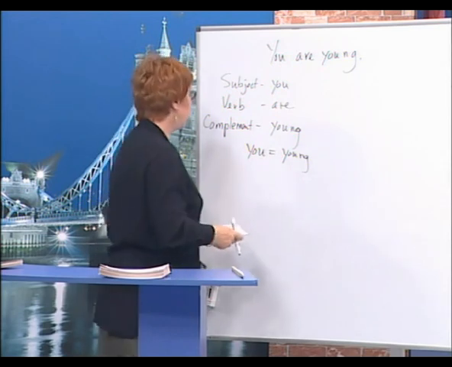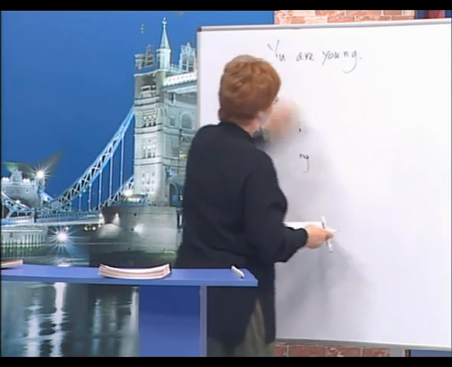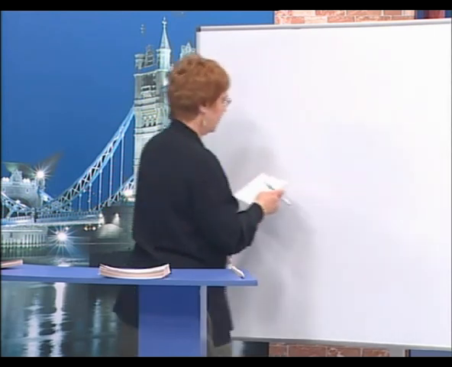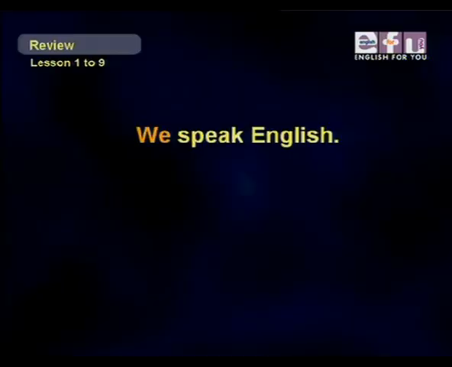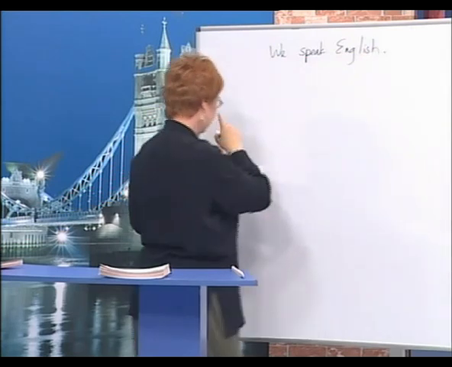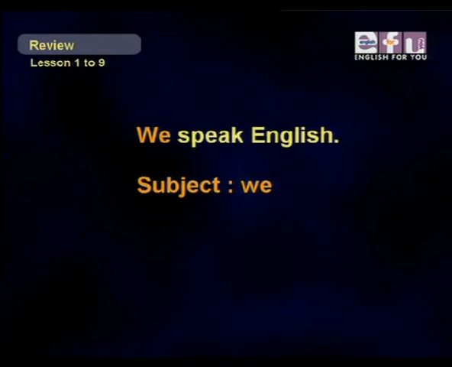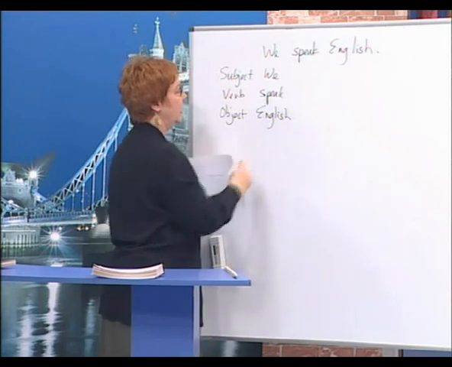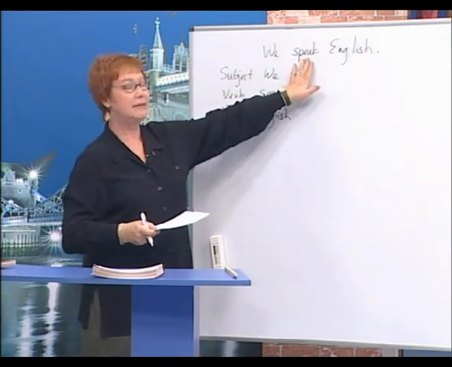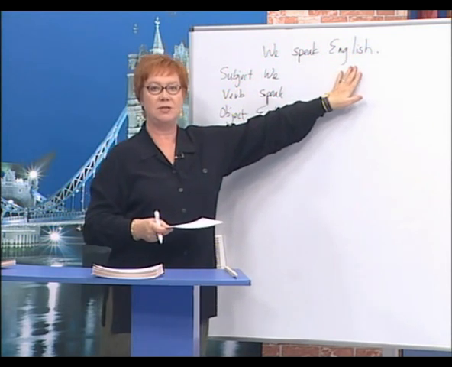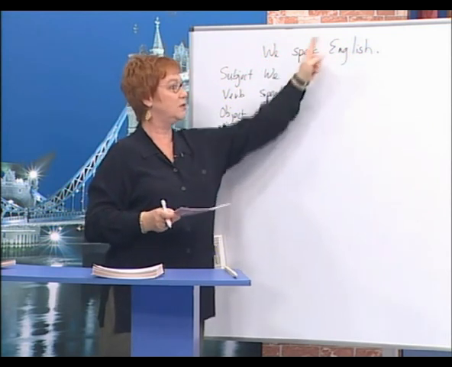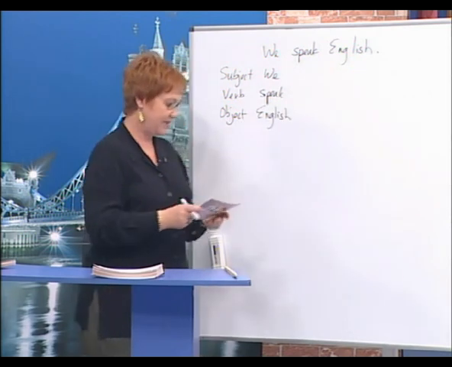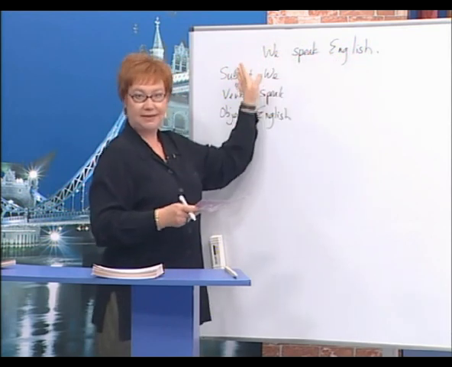Now, let's look at another kind of sentence structure. And here's an example. We speak English. We speak English. Okay, for this one, the subject is we. The verb is speak, and the object is English. Okay? So, subject, we, speak, verb, English, object. Okay? This is what we do to English. Okay? All right. Now, these are not the same.